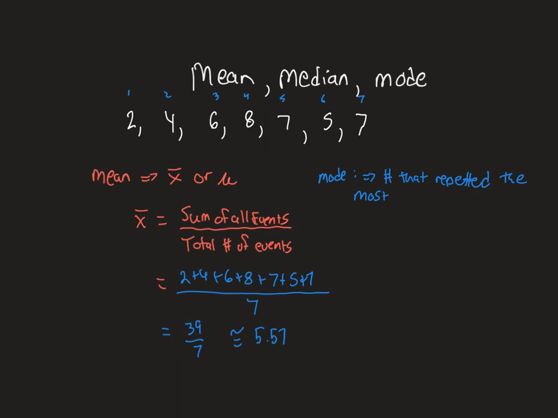Well, the number 2 is not. Number 4, there's only one of it. 6, there's only one of it. 8, there's only one of it. 5, there's only one of it. But there are 2 7s. So the mode is 7.